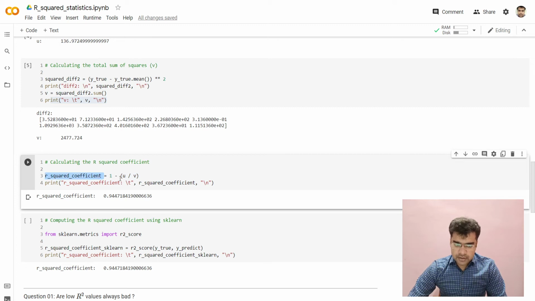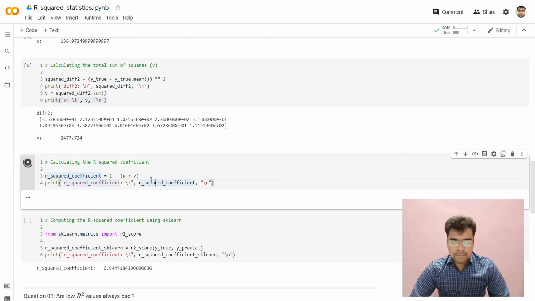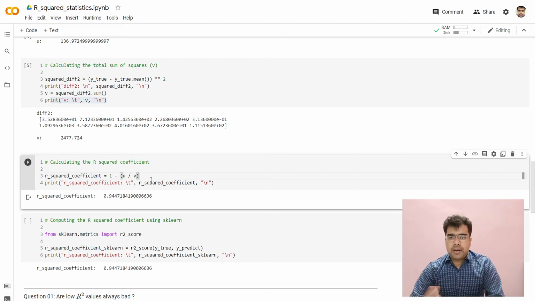The moment it is stored, I will be printing that value. So in this case, if I run this cell, the value for R squared statistics is equal to 0.944, which is fairly a large number and which is indicative of the fact that my regression model is at least optimal. Okay, it is towards the more superior side. Now this was the implementation of R squared statistics from scratch.